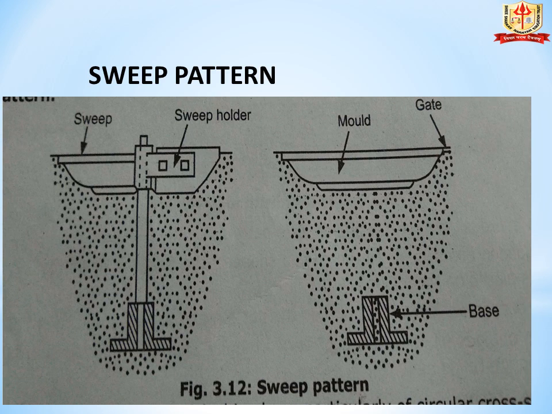Next pattern is a sweep pattern. Molds of large size but symmetrical in shape, particularly of circular cross section, can easily be prepared by using a sweep instead of a full pattern. It avoids expensive pattern construction.